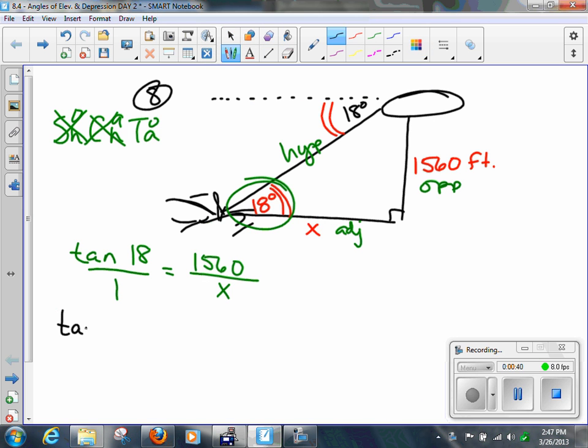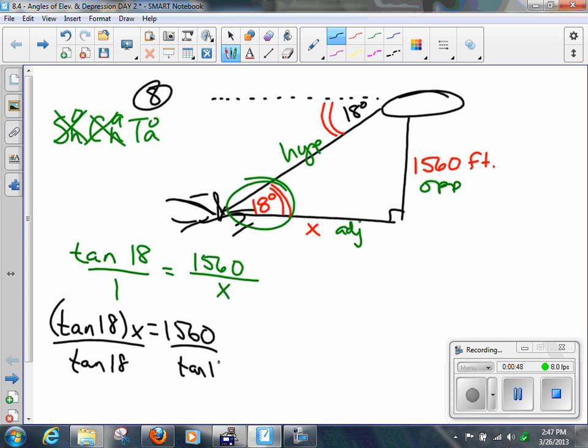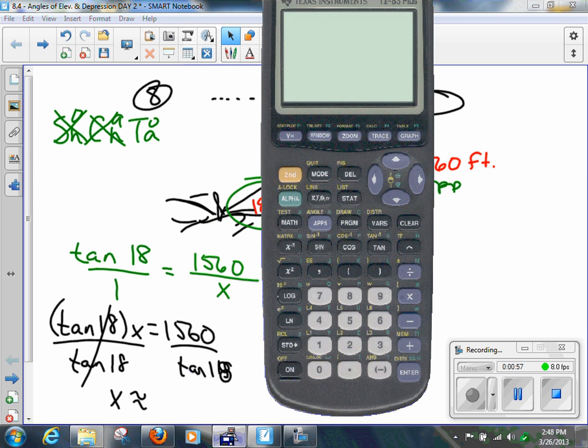When you cross multiply, you got tangent of 18 times x is equal to 1560. Divide both sides by tangent of 18. And it tells you to round your answer to the nearest foot. So nearest whole number, so 1560 divided by the tangent of 18.